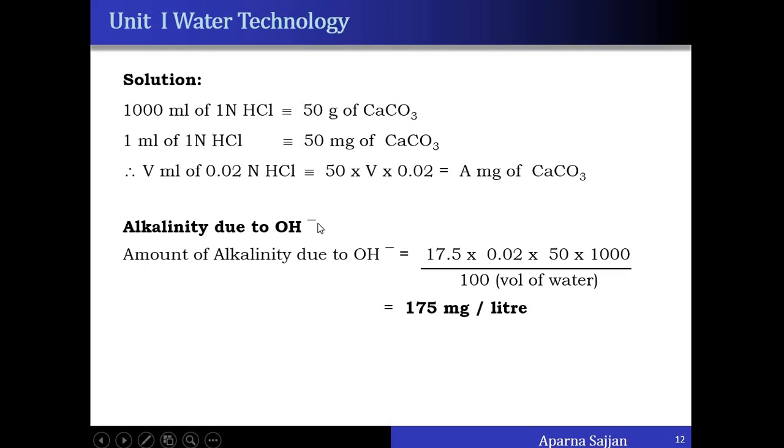Calculation is very simple. We have to calculate only one type of alkalinity here using whatever the total volume is given. So, alkalinity due to hydroxide is volume of acid, normality of acid, equivalent weight into 1000 upon volume of water titrated. This time it is 100 given, therefore 100. And the answer is 175. So, lastly, hydroxide alkalinity present is 175 milligrams per liter.